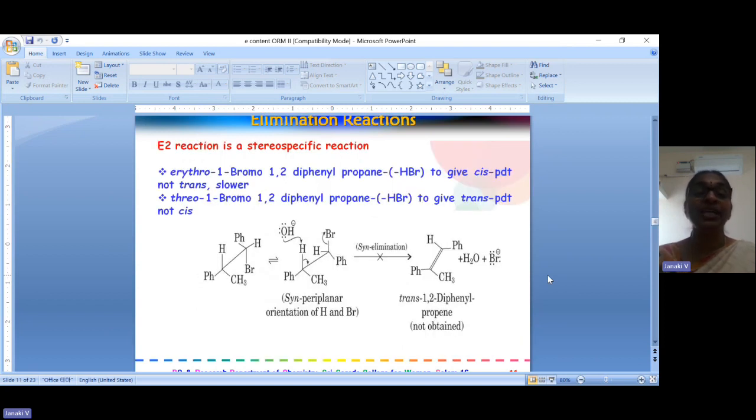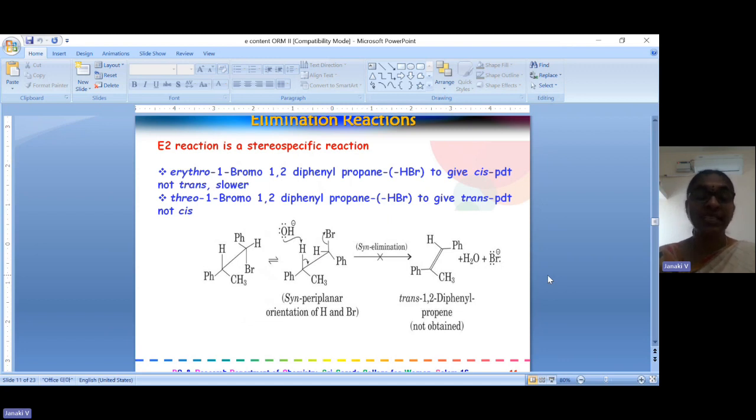Now let us see that the E2 reaction is a stereospecific reaction. The E2 reaction is stereospecific because different isomers of starting materials react to give different stereoisomers of the product. For example, the erythro 1-bromo-1,2-diphenylpropane undergoes dehydrobromination to give the cis product and not the trans. And similarly, this reaction is very slow. And similarly, the threo 1-bromo-1,2-diphenylpropane undergoes dehydrobromination to give the trans product and not the cis.